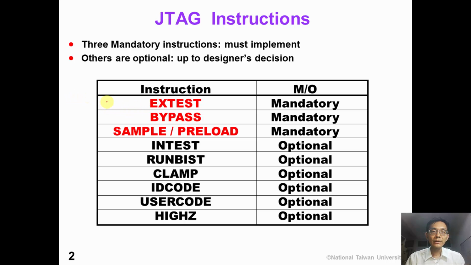In this table, we can see that in JTAG standard, there are three mandatory instructions: external test or Xtest, bypass, sample, and preload. Mandatory instructions must be implemented in the JTAG. There are 6 optional instructions. The optional instructions can be decided by the designer. In this video, we will first introduce the external test instruction, followed by the bypass instruction.